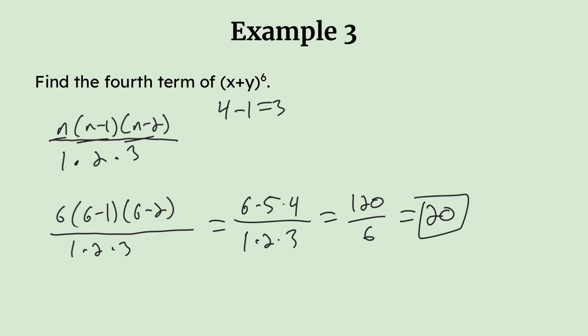So that whole fourth term would be 20, and then x cubed y cubed, because the exponent of y is also going to be the same as this 4 minus 1. So for the fourth term, our y exponent would be 3, because 4 minus 1 equals 3. And then the x would be 3, because 3 plus 3 gets you 6. Each term always adds up to your exponent.